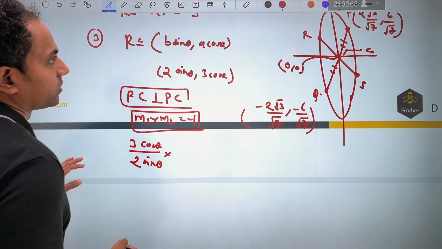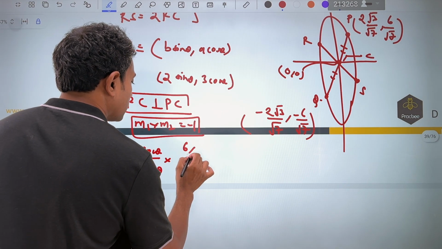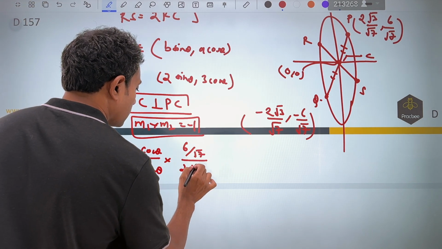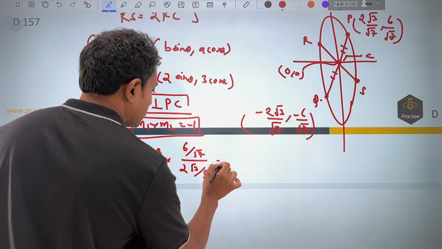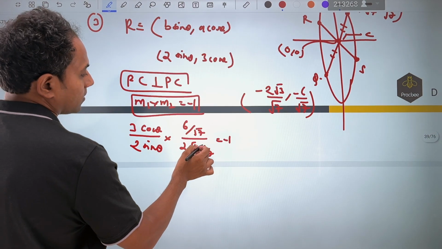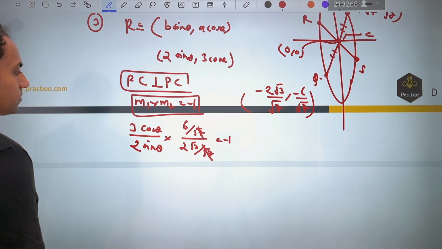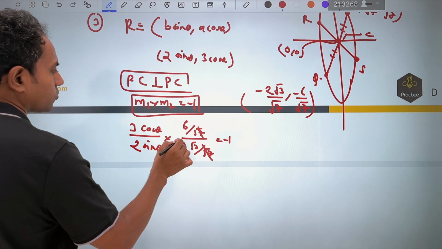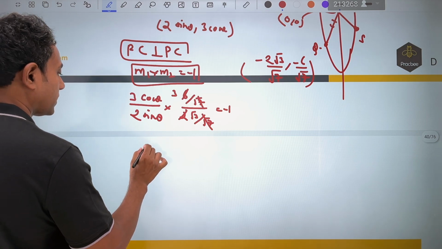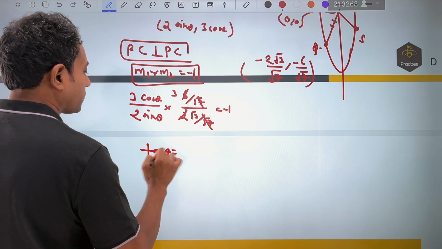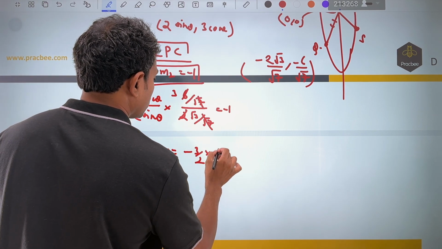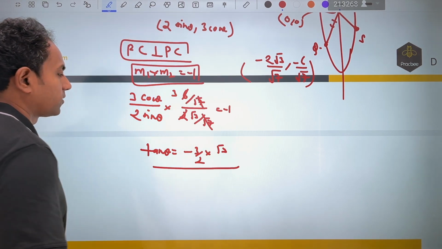Similarly for the other coordinates, it will become 6 by root 7 by 2 root 3, and this is equal to minus 1. So from here you can see that this root 7 will get cancelled out. This 2 will also get cancelled out, this will become 3. So if you write the value of tan theta from here, what you are left with is minus 3 by 2 root 3. So this is the value of tan theta we are getting.